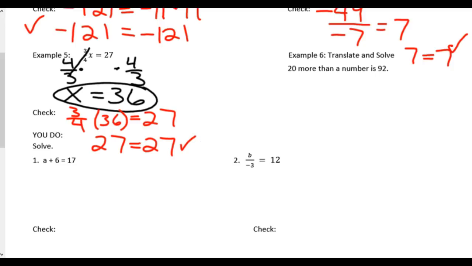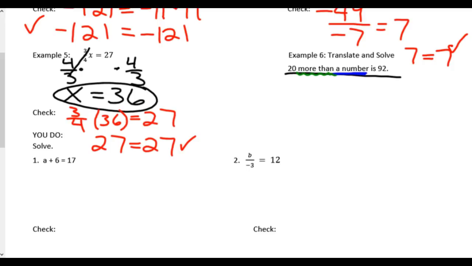All right, now the last but not least, we are going to translate. So adding in what we did at the end of the chapter in the last unit onto what we've been doing today in our notes. We're going to translate this number sentence and then solve it. So 20 more than a number is 92. So we know that a number is our variable. And whenever we see this more than, we want to do that part at the end.